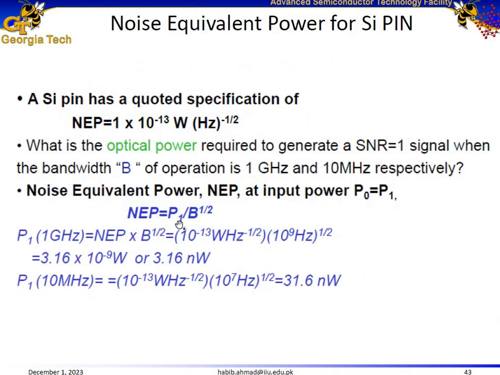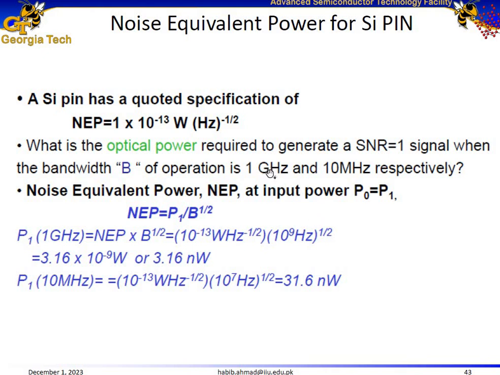Here is an example of calculating the optical power requirement at two different bandwidths. The noise equivalent power is given, and we have to find the optical power at 1 GHz and at 10 MHz. We know the equation for noise equivalent power is equal to the incident optical power divided by the square root of the bandwidth. We have to determine the incident optical power as a function of noise equivalent power and bandwidth. So move P1 to the left: P1 is equal to NEP, the noise equivalent power, times the square root of the bandwidth.